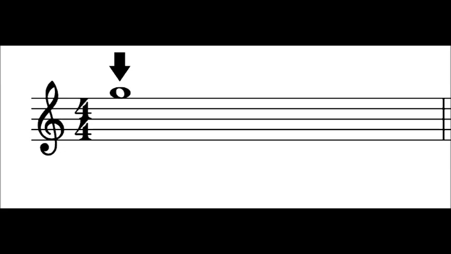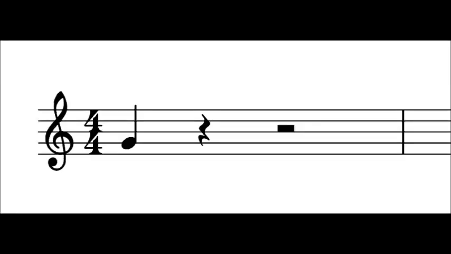This G on top is the same as this G on the bottom. The only difference is that they are 1 octave apart. Next we have descending notes from G. So we go G, F, E, and D.